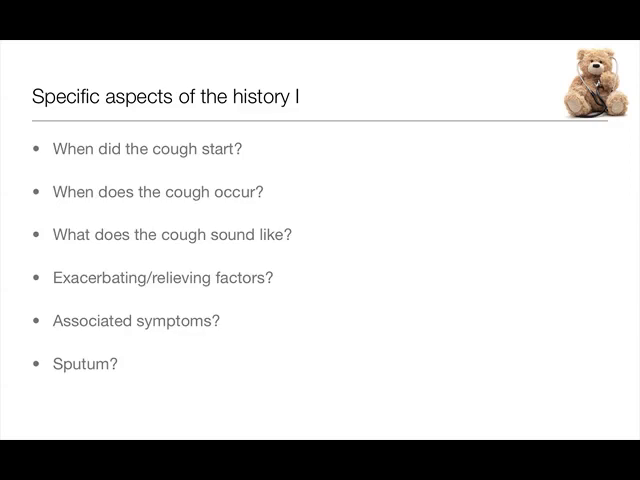Is the cough productive of sputum is the next question. If so, what does it look like? Sputum that is green, brown, or dark yellow is suggestive of a bacterial cause, particularly bacterial pneumonia. In addition, hemoptysis, or blood in the sputum, is suggestive of TB.